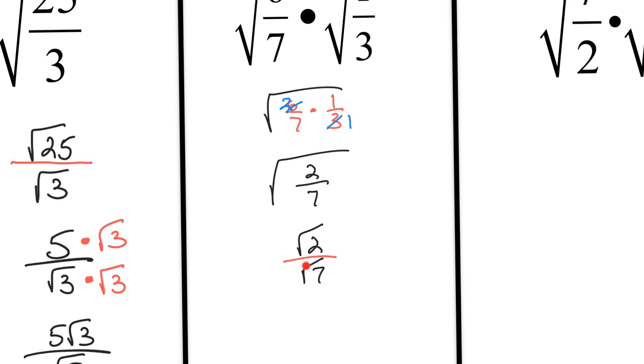But we do have a radical on the bottom. So what we have to do is get rid of the radical. You multiply by itself, the square root of 7.